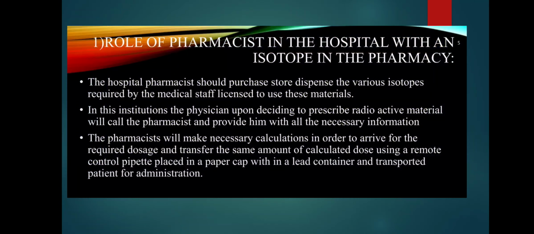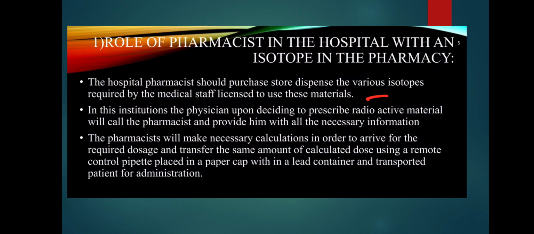Role of the pharmacist in the hospital with an isotope. The hospital pharmacist should purchase, store, and dispense the various isotopes required by the medical staff licensed to use these materials. These radioactive elements should always be used on behalf of the medical license. In these institutions, the physician, upon deciding to prescribe radioactive material, will call the pharmacist and provide him with all the necessary information.